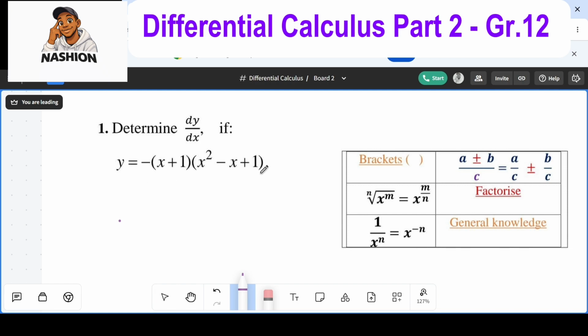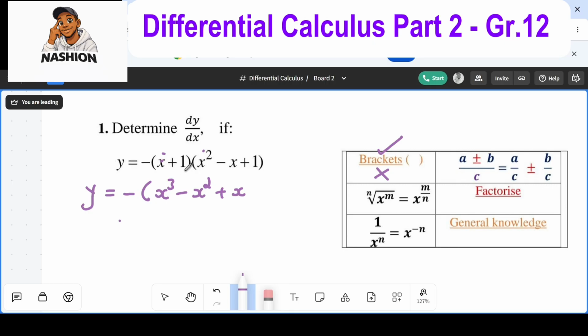Now we are finding the derivative by rules of differentiation. Firstly, we check whether this is ready for the derivative, the power rule, and it's not ready because we see some brackets. We must first remove the brackets by multiplication. So we have y. We'll leave this negative alone and multiply this linear expression by the quadratic expression in the second brackets. X and x squared will give us x cubed. X and negative x, that's negative x squared. X and 1, that's positive x. So we are done with the x.